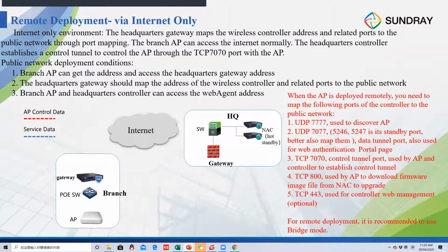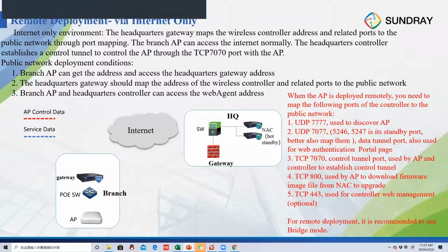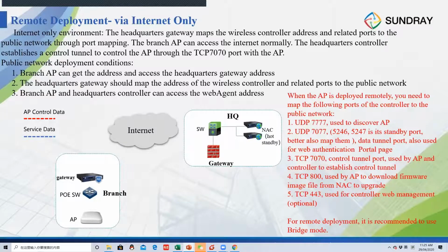Another situation is when the client wants to do a remote deployment, but they don't have an existing VPN set up. So they want to use our controller in the headquarters and only APs in the branch. In this case, we need to do the port mapping for our controllers. We can also give a public IP address. If the client has a public IP address, we can configure it on our controller. If they don't, we can do the port mapping in the controllers.